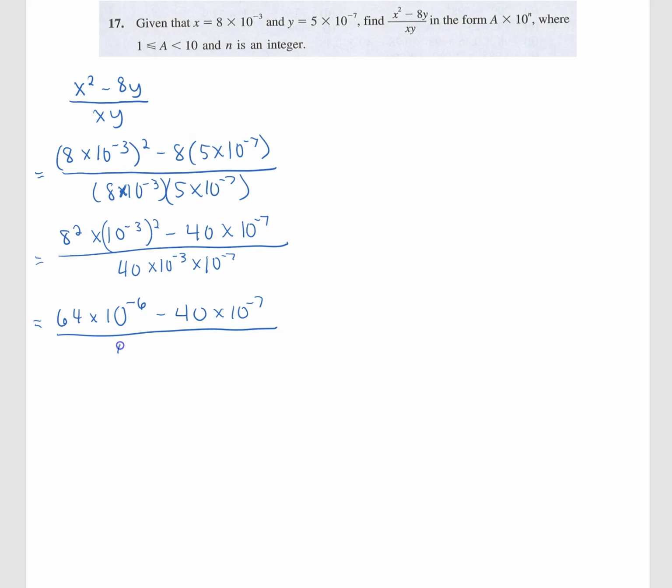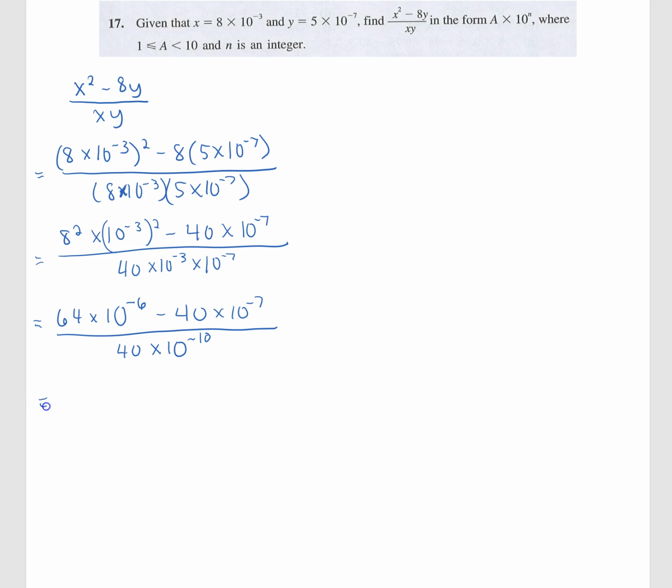And on the bottom here, we have a 40, and we have 10 to the power of negative 3 times 10 to the power of negative 7. That's the same base, and since we're multiplying, we add the exponents. So this simplifies to 10 to the power of negative 3 plus negative 7, which is negative 10.